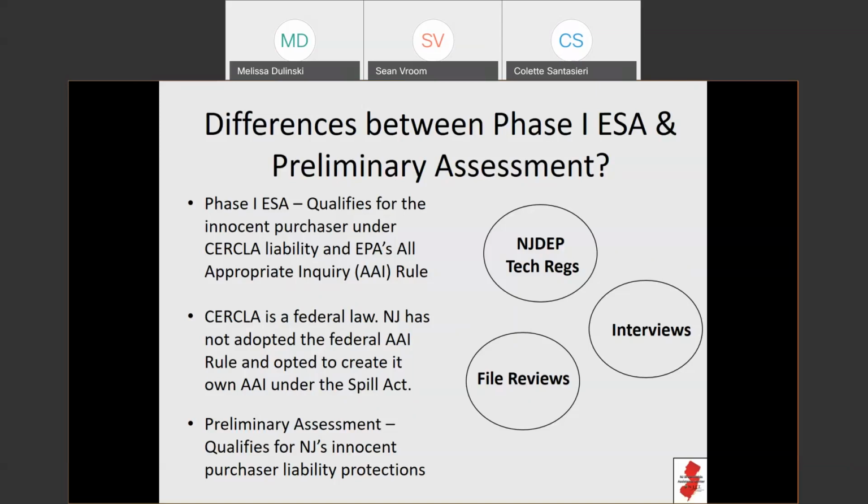And it also has more stringent requirements for interviews and file reviews than a Phase One. So basically, why am I telling you this stuff? It's not to confuse you. It's just to understand the difference between the two.